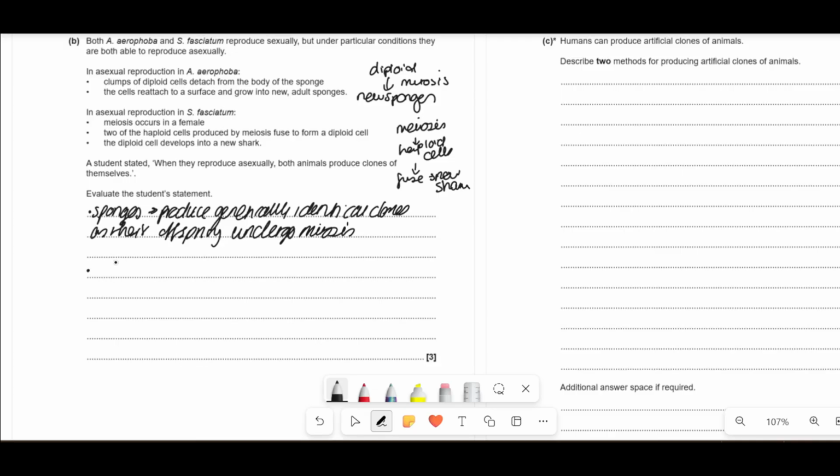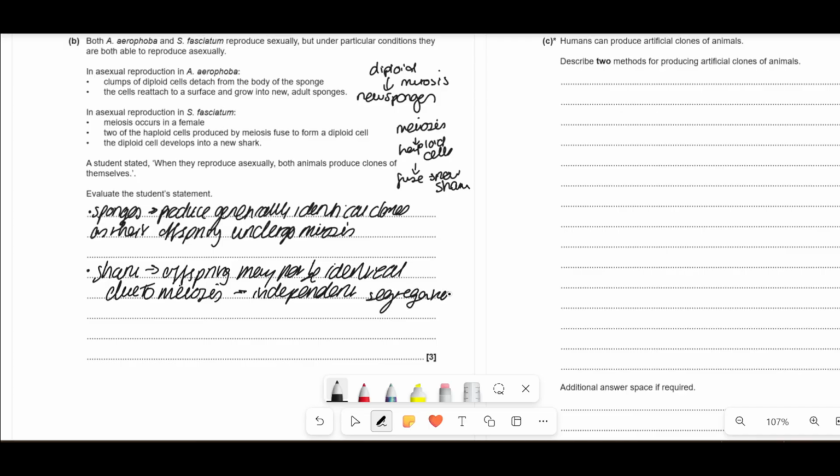Whereas in the shark, the offspring may not be identical genetically. And the reason is because, if we have a look, they're undergoing meiosis. So it's due to meiosis. Now, in meiosis, we have independent segregation of homologous chromosomes and crossing over, which introduces genetic variation. That's what gives us those differences.